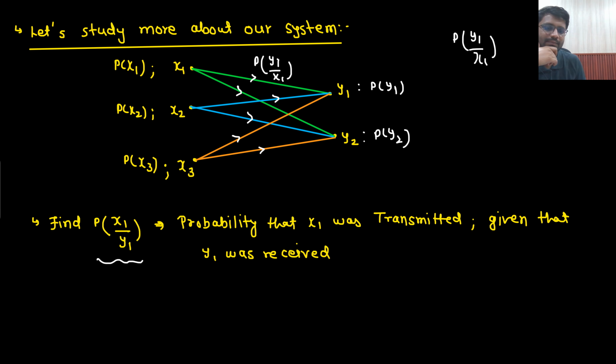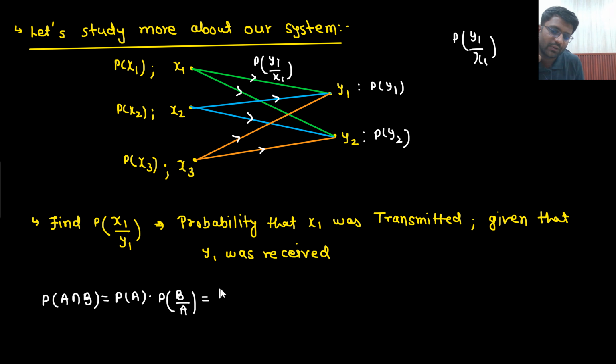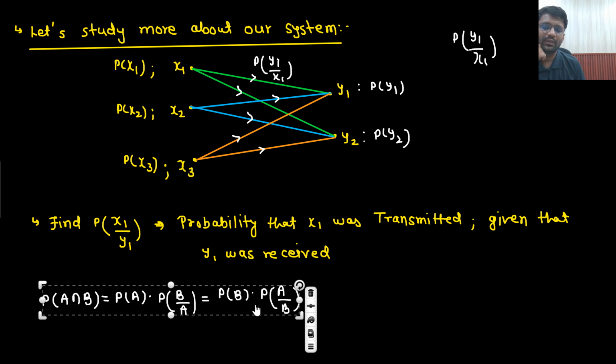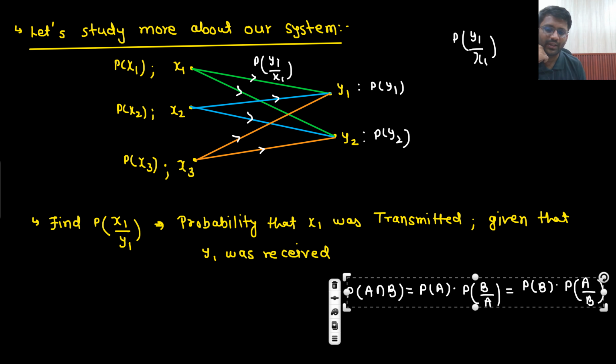No. But do you remember one thing? I told you the probability of event A intersection B would be equal to the probability of A multiplied by the probability of B given that A was already there, or the probability of B multiplied by the probability of A given that B has already occurred. Do you remember this or not? Sir, absolutely yes, sir. I surely remember this.